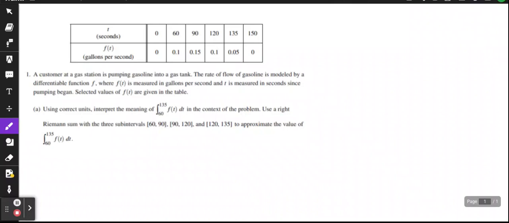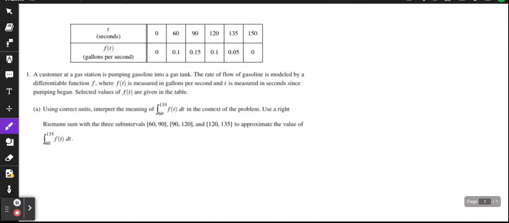Hi everyone, in today's video we're going to be going over question 1 of the 2023 Calculus BC exam. So first, let's read the question. A customer at a gas station is pumping gasoline into a gas tank.